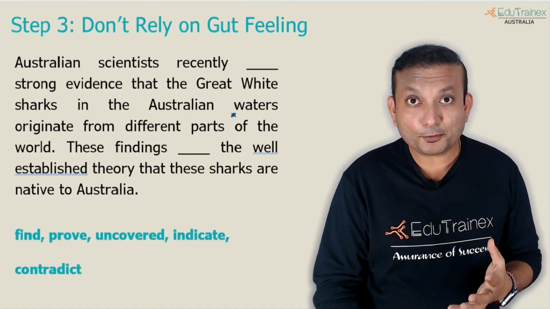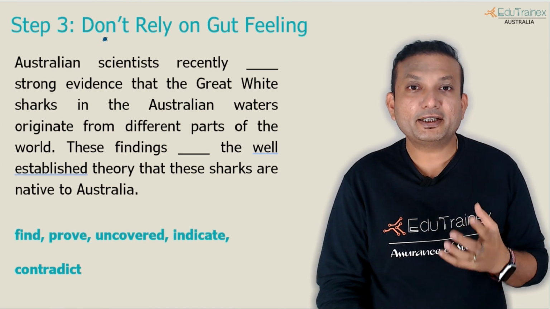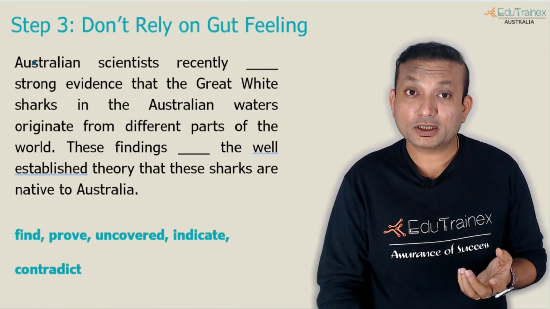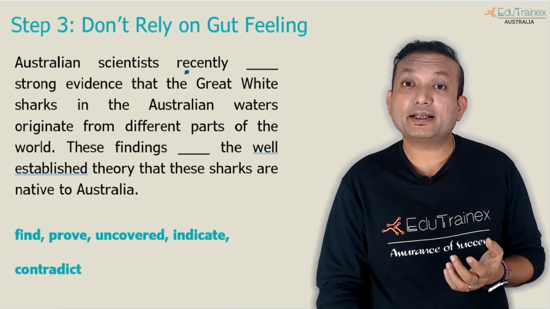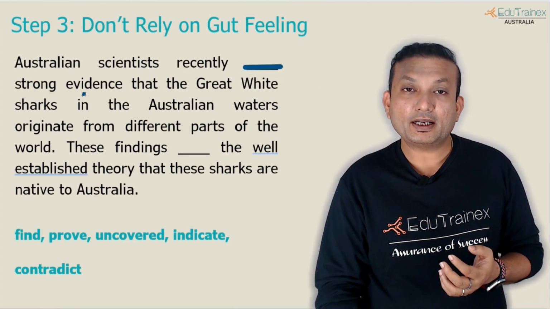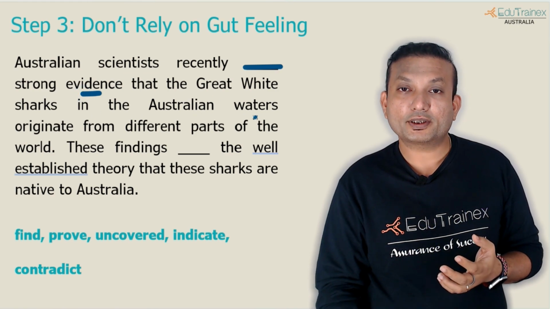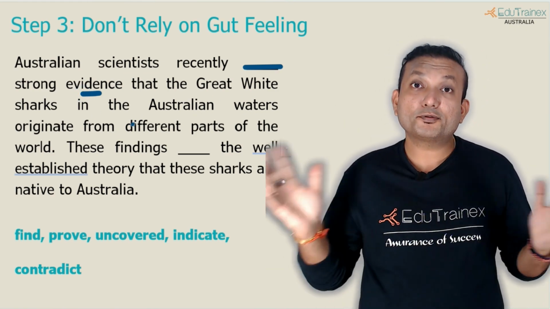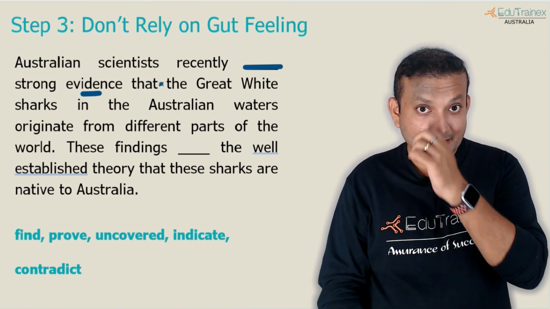Okay, so what I was trying to elaborate from your gut feeling is that don't just guess that this is the word that fits here. Let's see what I'm trying to say. Australian scientists recently dash strong evidence, evidence that great white sharks in Australian waters originate from different parts of the world. So sharks in Australia come from different parts of the world. That's what the first sentence is saying.